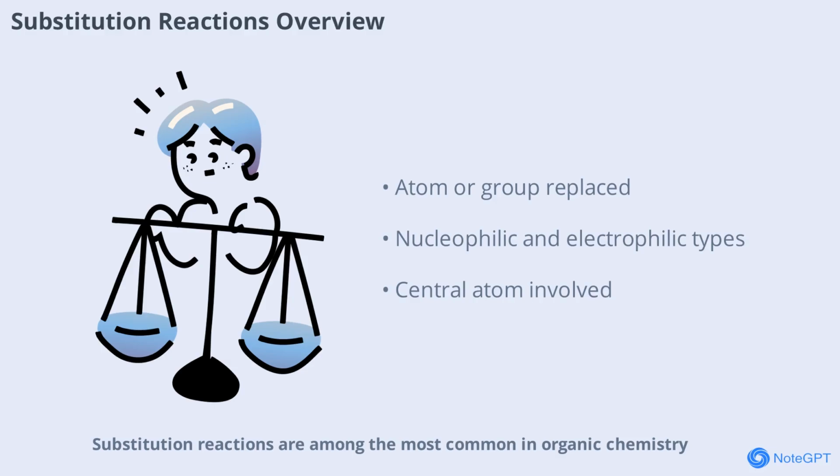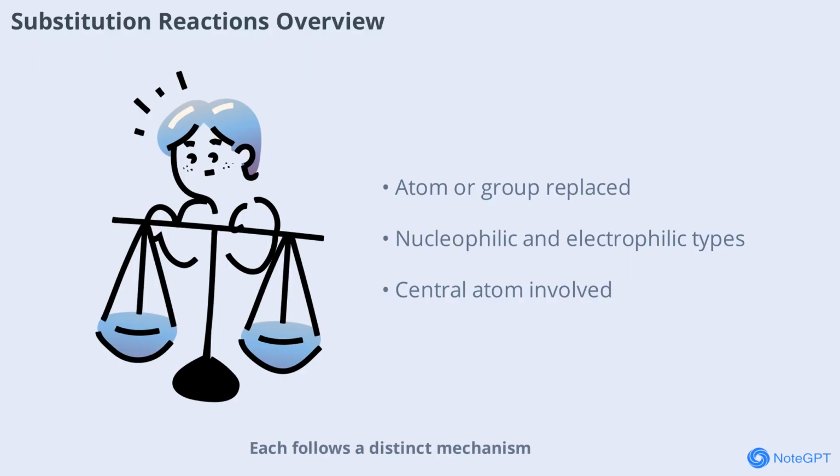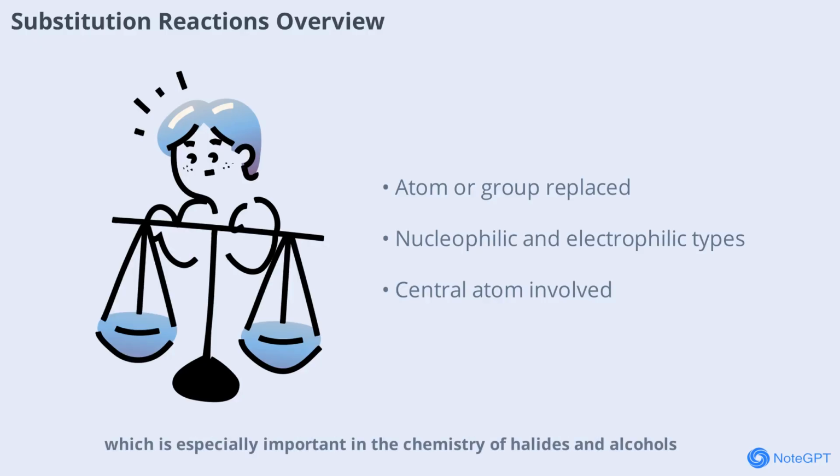Substitution reactions are among the most common in organic chemistry. In these reactions, one atom or group in a molecule is replaced by another. There are two main types, nucleophilic substitution and electrophilic substitution. Each follows a distinct mechanism, but both involve the exchange of groups attached to a central atom. Let's start by looking at nucleophilic substitution, which is especially important in the chemistry of halides and alcohols.